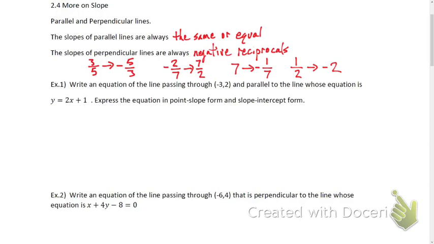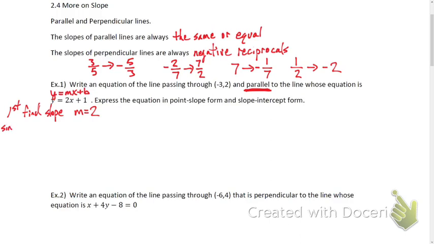We need to write an equation on number 1 of a line going through negative 3, 2, and parallel to the equation listed. So first thing, find the slope. We have an equation in slope-intercept form. We know right away that m equals 2. And if the lines are parallel, maybe make that obvious in your notes right there, parallel lines, then don't change the slope. The slope stays as 2.